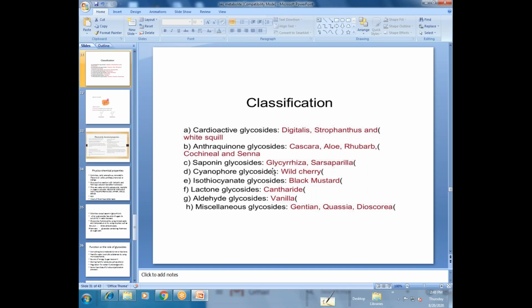Cardiac glycosides, anthraquinone glycosides, saponin glycosides, cyanophoric glycosides, isothiocyanate glycosides, aldehyde glycosides, steroidal glycosides, phenol glycosides, and flavonol glycosides. Is it clear? Yes, ma'am.